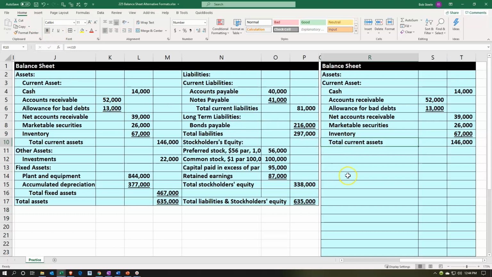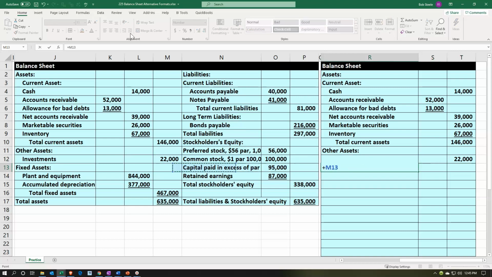Let's indent the total current assets again. Home tab, alignment, indent. Then we'll pick up the total assets, which is other assets, which will include inventory. I'm going to indent that. Home tab, alignment, indent. Putting that in the outer column because there's only one of them.